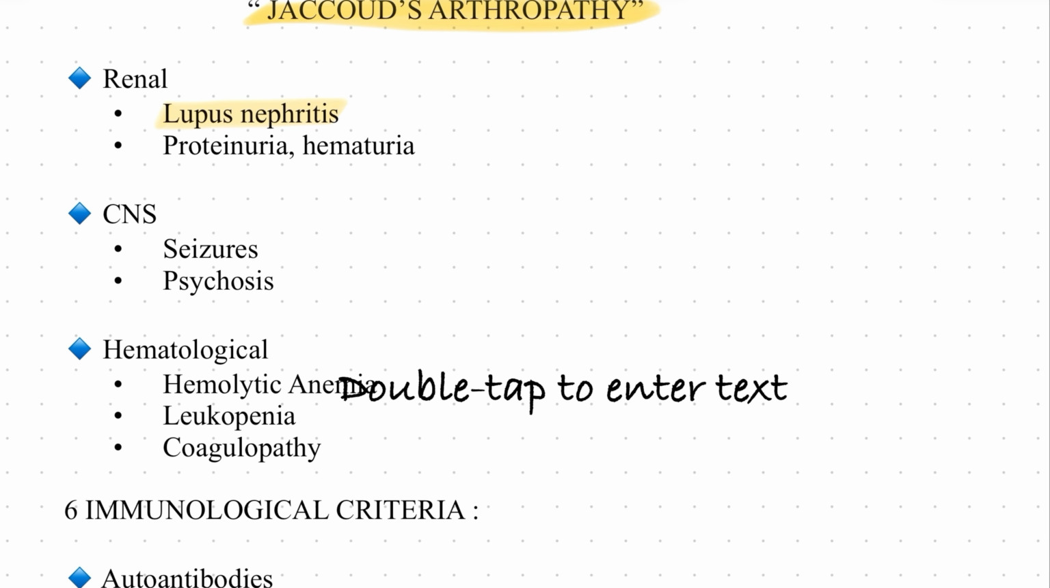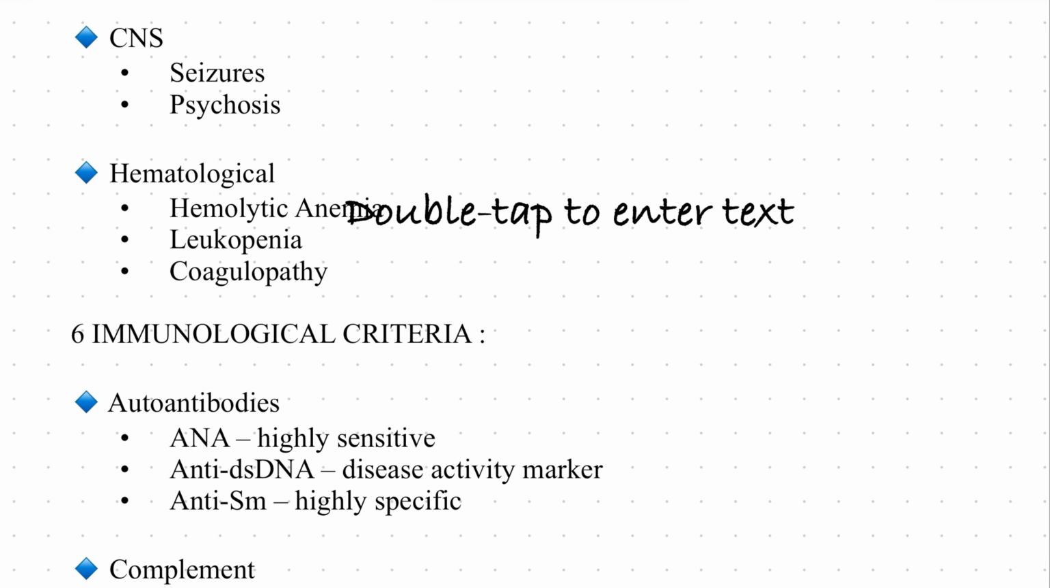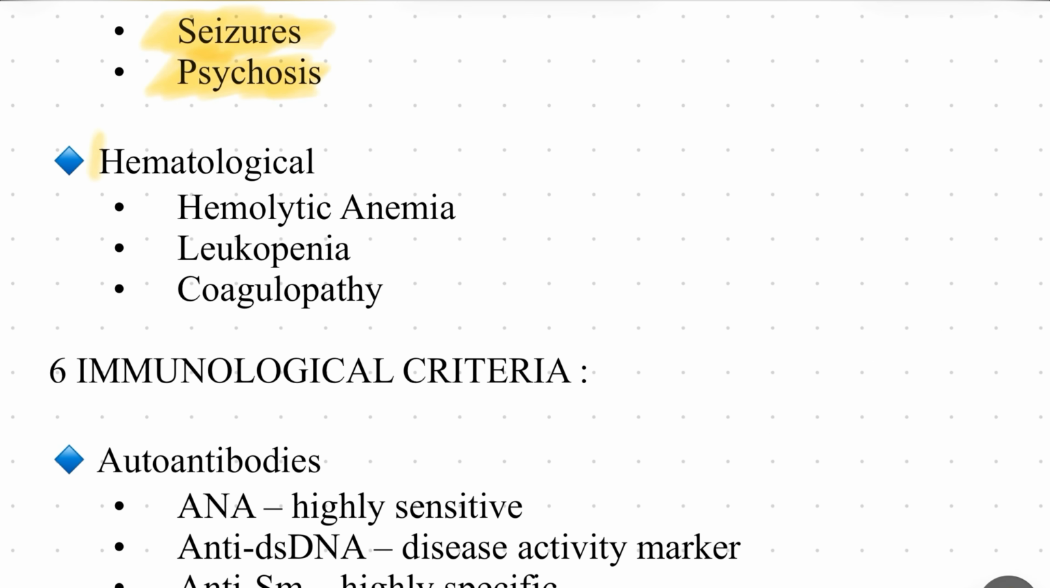We'll make a separate short or small video about lupus nephritis soon. Then next in the renal part, we have proteinuria or hematuria. And in CNS, it causes headache and so on. Most commonly you can remember seizures or convulsions, or neuropsychiatric features like psychosis. Coming to hematological features, we have hemolytic anemia, leukopenia, then coagulopathy. We will look into hemolytic anemia, leukopenia and coagulopathy in detail in our hematology section. You can go and watch.